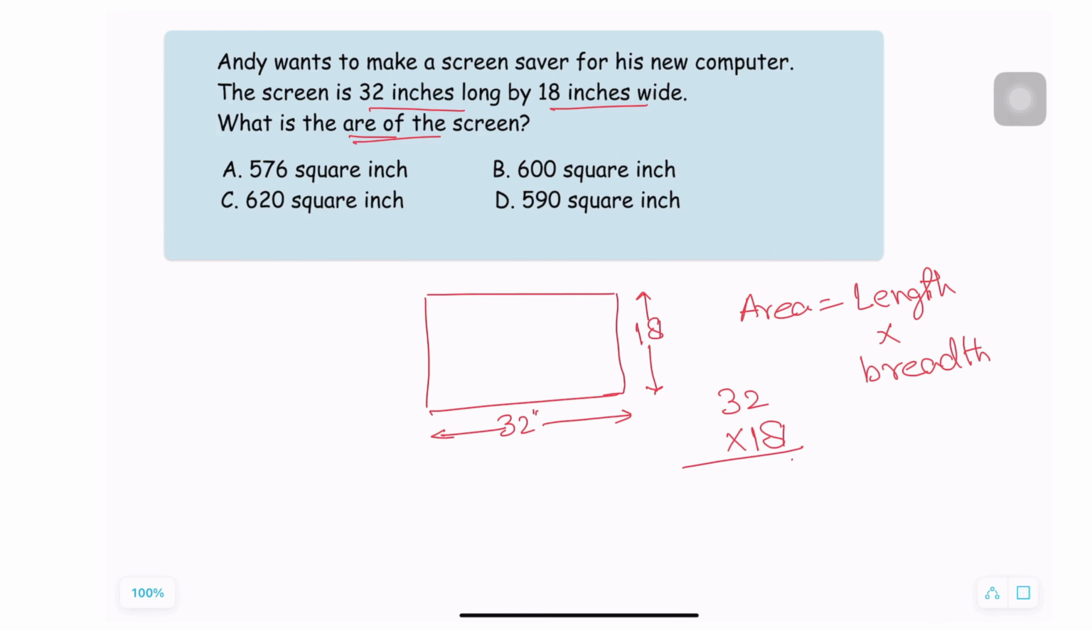8 times 2 is 16. 1 carry forward. 8 threes are 24, plus 1, 25. Then 1 times 2 is 2, and 1 times 3 is 3. 6, 7, 5. 576. 576 square inch. So this is the correct answer. If you got this answer, give 1 mark to yourself.